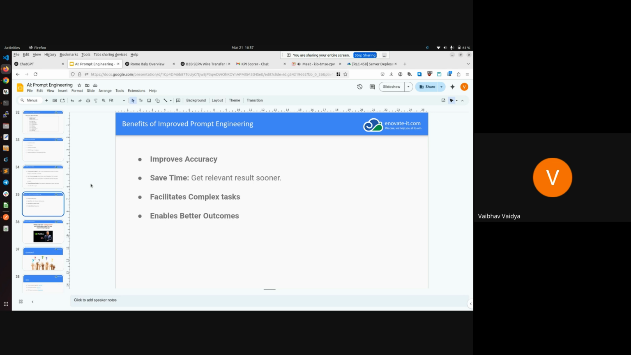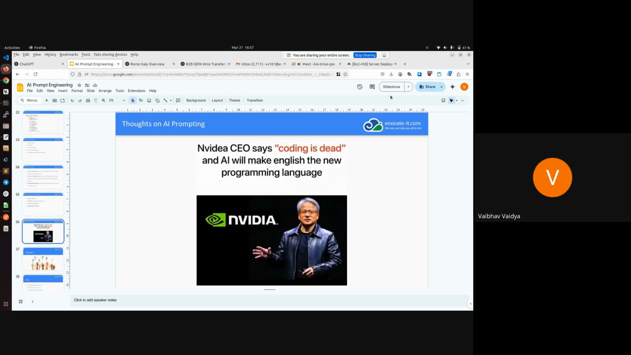The reason being, my final thoughts regarding AI. Does anybody know who this is? This is Jensen Huang. He is the CEO of NVIDIA. NVIDIA is currently an almost $2.6 trillion company, which is quite something. He is saying that coding is dead and AI will make English the new programming language. I can't discard his thoughts directly, but because he's heading a big company, somewhere there is truth to this.